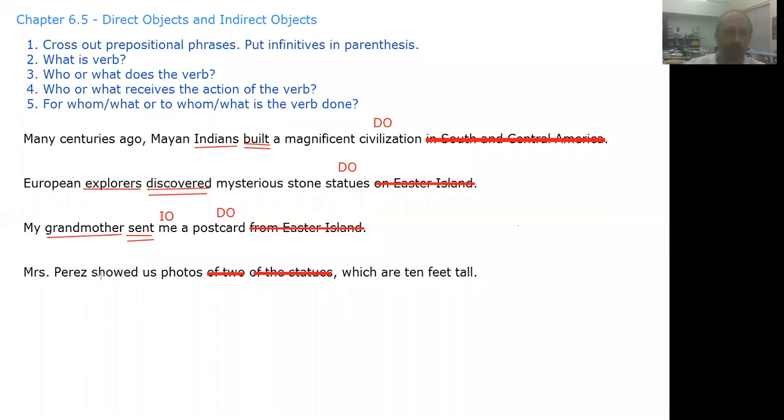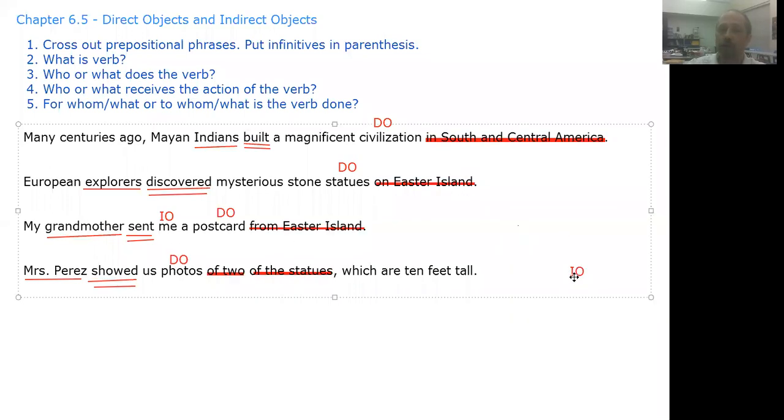What's the verb? Showed. I underlined my verb twice. What's the subject? Who showed? Mrs. Perez showed. Ooh, and now our new questions. What did Mrs. Perez show? And to whom did she show it? Okay. What did Mrs. Perez show? She showed photos. That's a direct object. To whom did she show the photos? To us. Indirect object. And notice there's that pattern again. Verb, direct object with the indirect object in the middle.